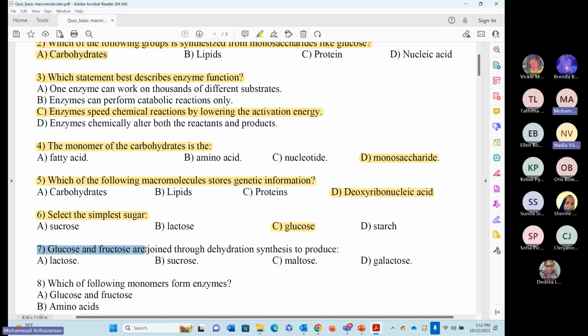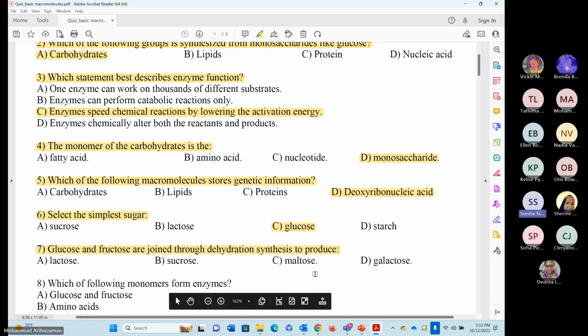Now glucose and fructose are joined through dehydration synthesis to produce, is it B? Yes, sucrose, correct. Sucrose is a disaccharide, and when we split sucrose, it gives glucose and fructose. So glucose and fructose join through dehydration synthesis to produce sucrose. We discussed yesterday what dehydration synthesis is.